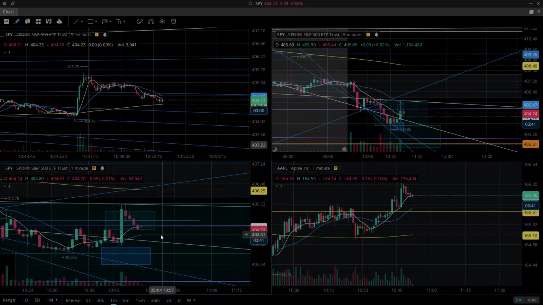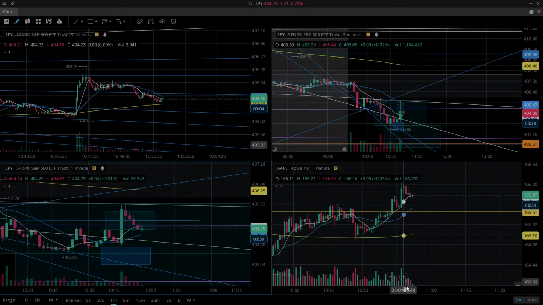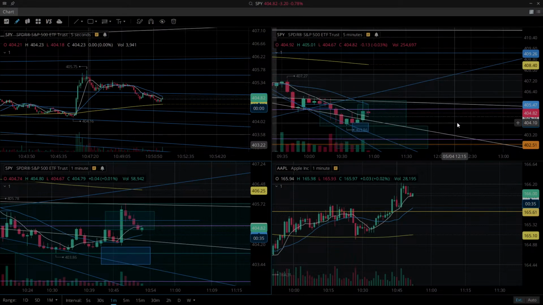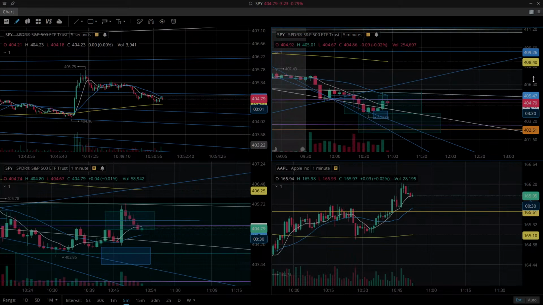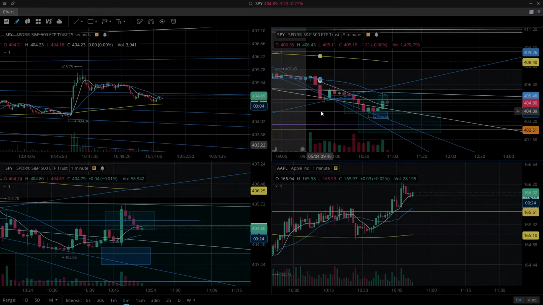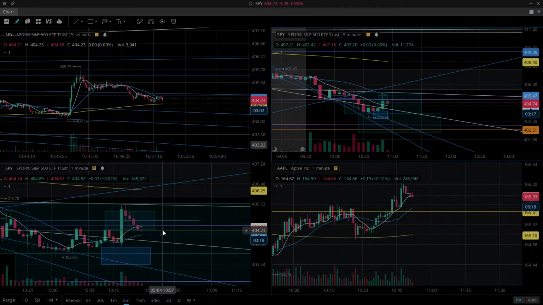NQ and ES exactly the same breakout, exactly the same right now. Who's going to take off first? There we go. We're holding.